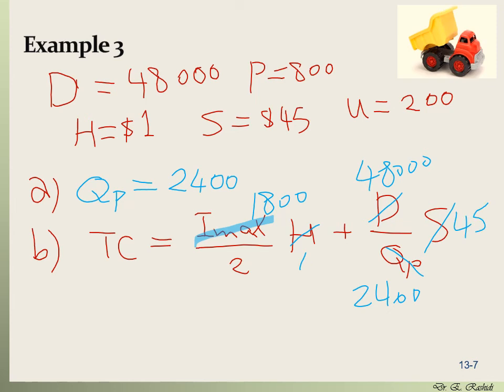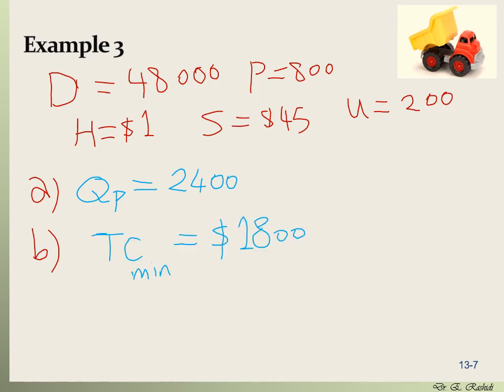If you do the math, this is going to be 1800 divided by 2 multiplied by 1, so that's $900, plus the second part also would be $900. So that's a total of $1,800, $1,000 and $800. So that's the total cost at minimum. Let me clear this up and write it here.